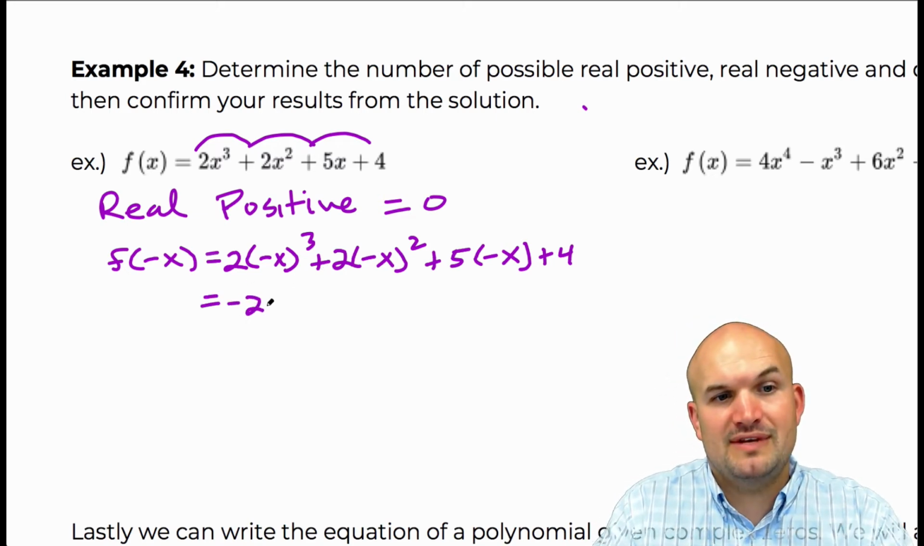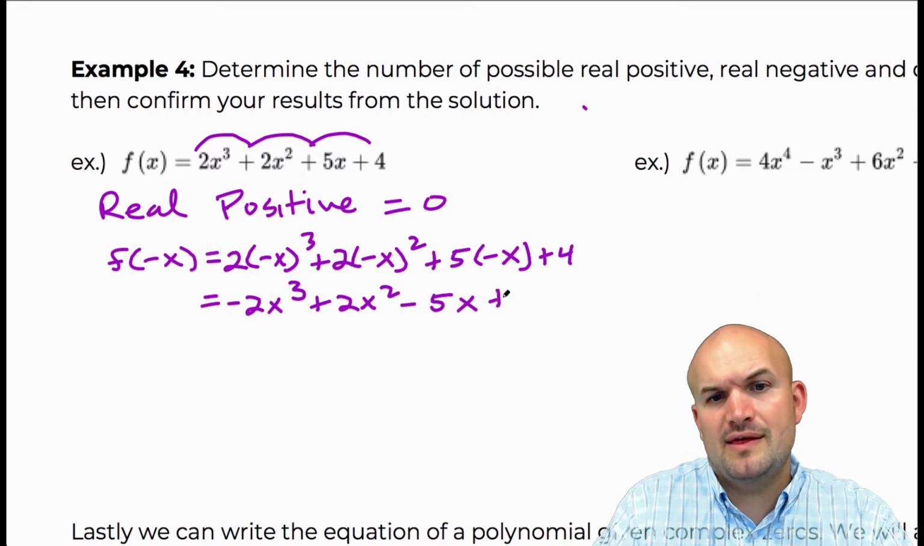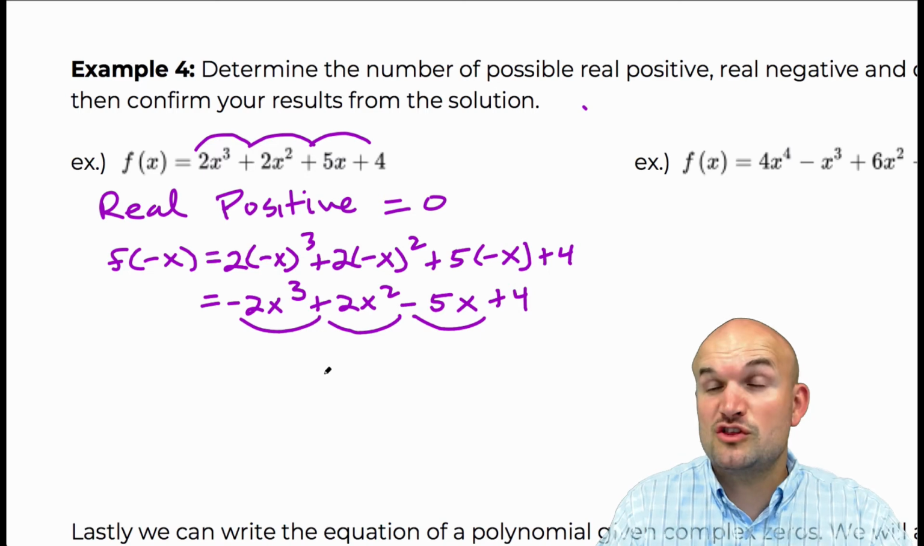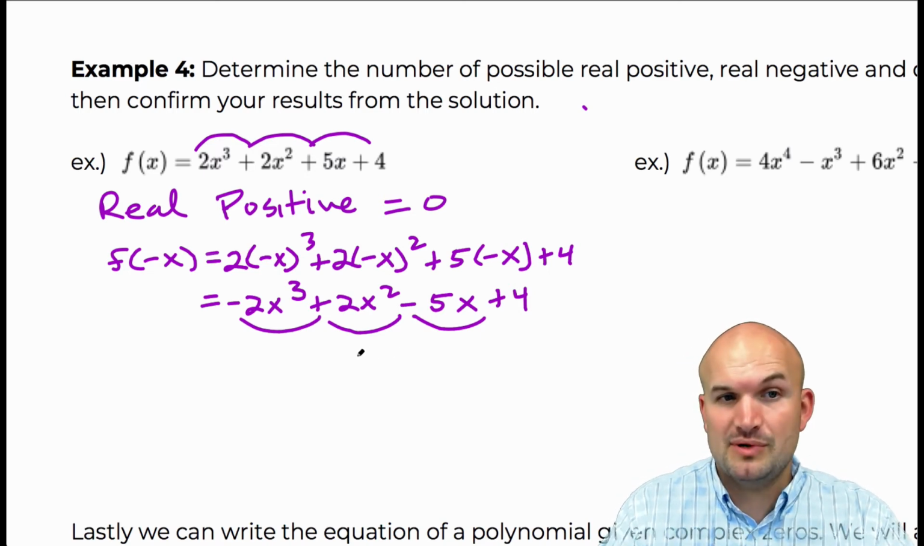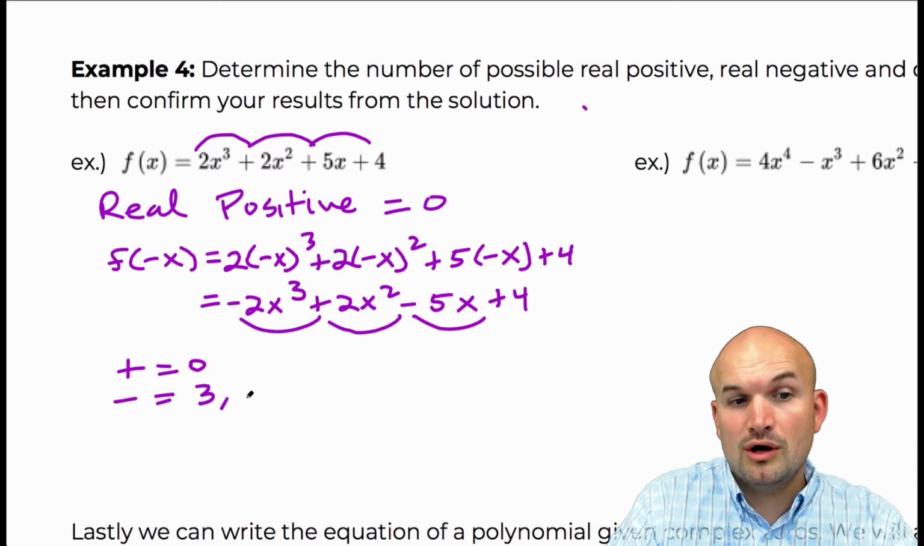So here, I'm going to have negative 2x cubed. Here I have plus 2x squared. Here, I'm going to have a negative 5x, and then plus 4. And then again, as you count the number of sign changes here, you can see there are 3 sign changes, minus an even number, you're going to have 3. So I'm just going to do it this way. The number of positive is equal to 0. The number of negative could be 3, or it could be 1.